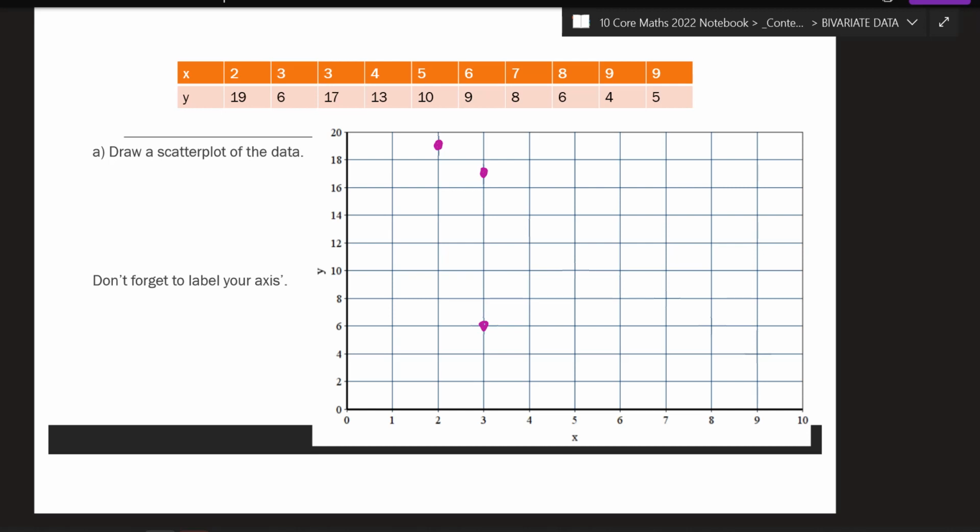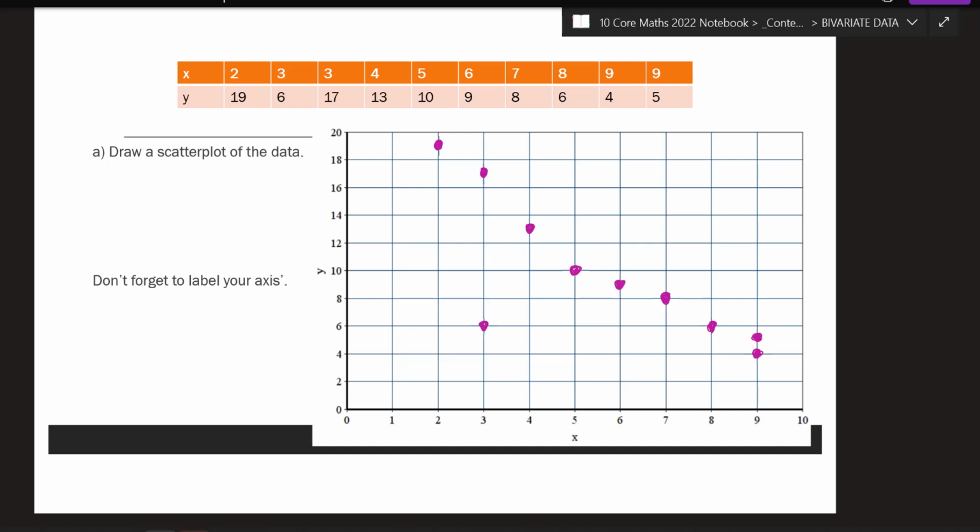Okay. Next is 4, 13. So 4, 13. Next, 5, 10. So 5, 10. Then you've got 6, 9. So 6, and then 9 would be over here. 7, 8. So 7, and then 8 would be right in the line. Then you've got 8, 6. And then 9, 4. And then 9, 5. Okay, so make sure your graph looks something like mine.